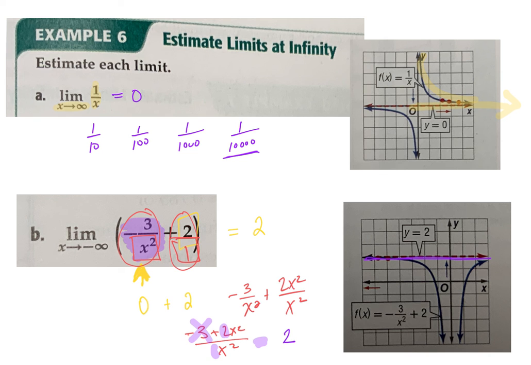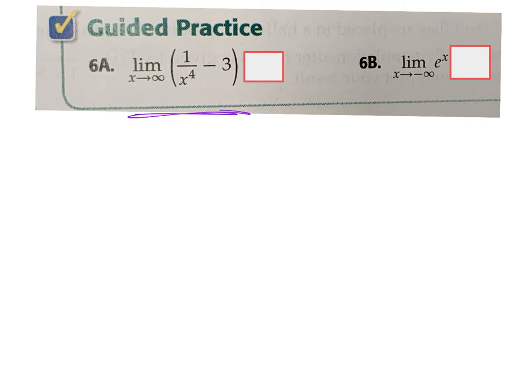All right. What would this be approaching? It's approaching infinity. It's taken to the 4th power in the denominator. What is this first part approaching? So 1 over a huge number, 0, minus 3. So what's my overall limit? Negative 3. That's what we're doing here.